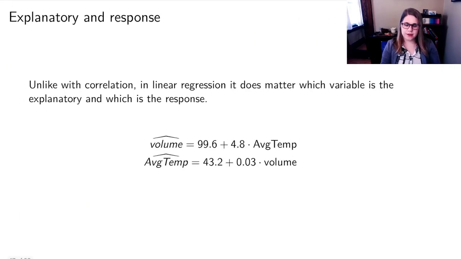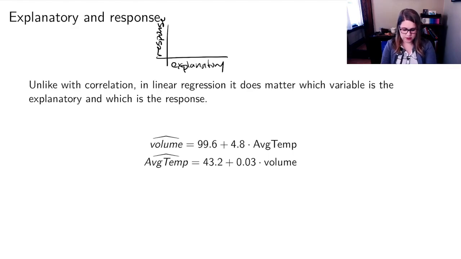So at the beginning, I said that we put the explanatory variable on the x-axis, and we put the response on the y-axis. Unlike with correlation, in regression, it does matter which variable is the explanatory and which is the response. So this is the equation when I use volume as my response and average temperature as my explanatory. But if I flipped my variables and I was trying to predict the average temperature based on the volume, I would get a totally different equation of the line. So it's important to think about which one is your explanatory and which one is your response. I think that's an easy mistake to make.